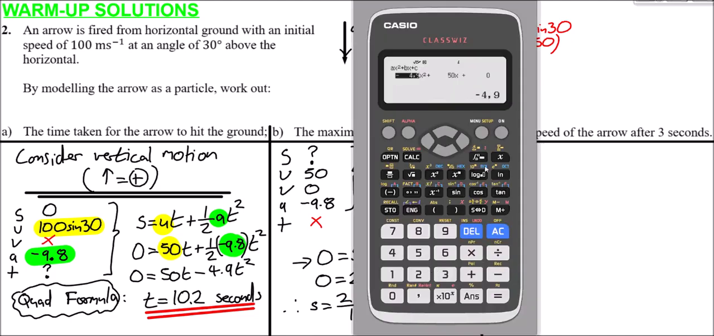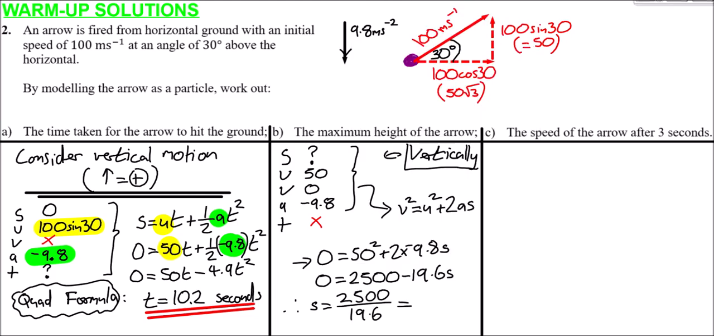Bust out the calculator. 2,500 divided by 9.6, press equals. That gives us a height of 127.6 meters to 1 decimal place, 127.6 meters.